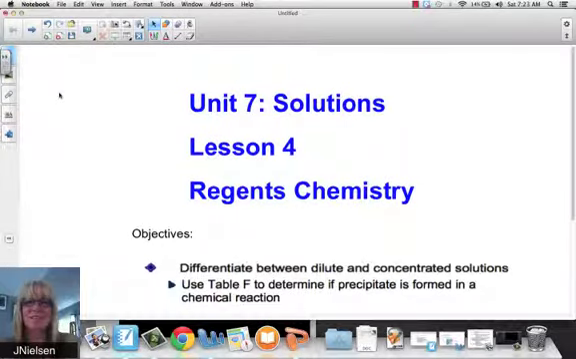Okay, this is lesson 4 in solutions, and today we're going to look at the difference between a dilute and concentrated solution. And we're also going to revisit Table F, which we were working with in our last lesson. And we're going to look at chemical reactions and decide whether or not a precipitate forms.